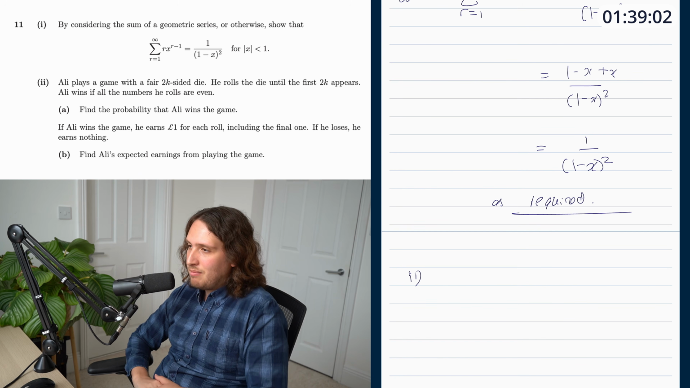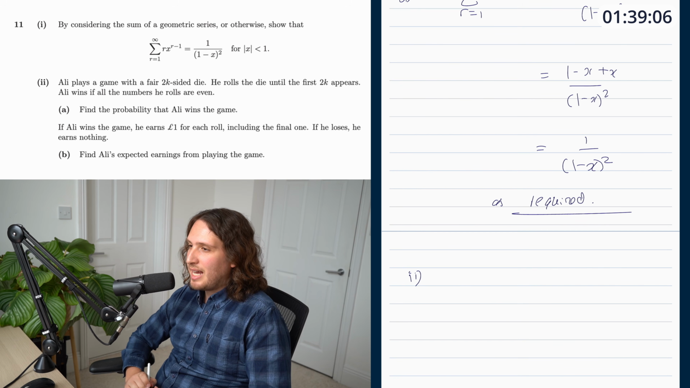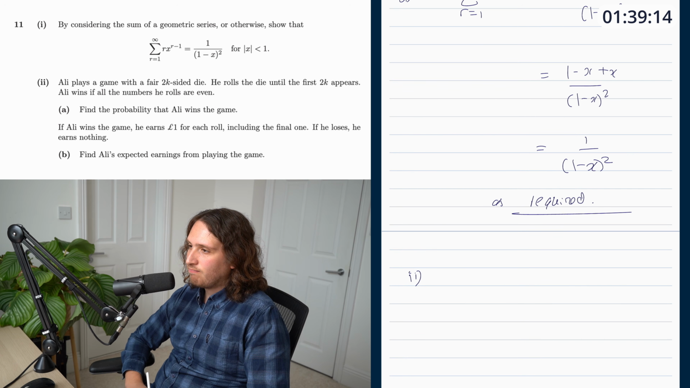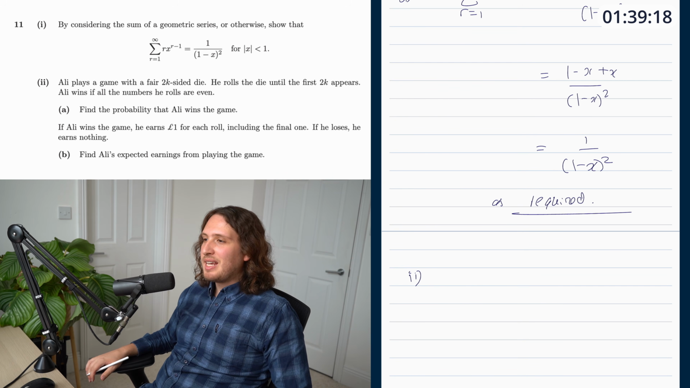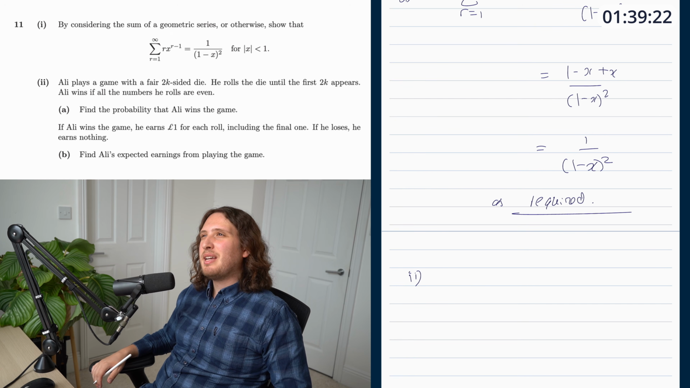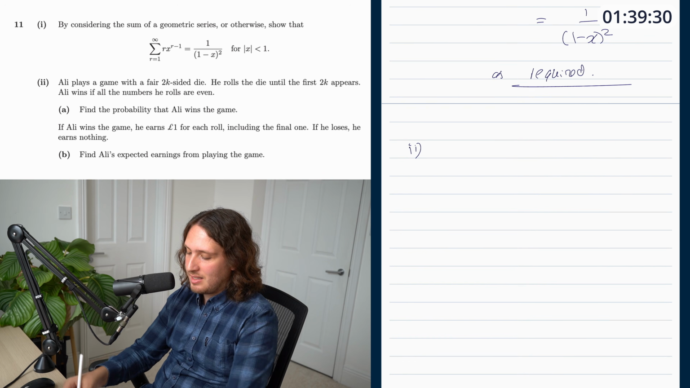Ali plays a game with a fair 2k-sided die. He rolls until he gets a 2k. He wins if all the numbers he rolls are even. Find the probability that Ali wins the game. Well, the problem is there are lots of winning sequences he could have. So why don't I split into cases according to how long his run is before he wins?